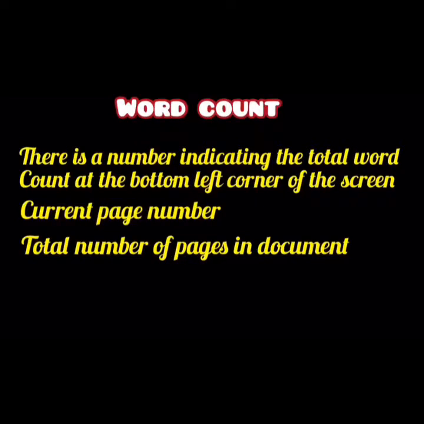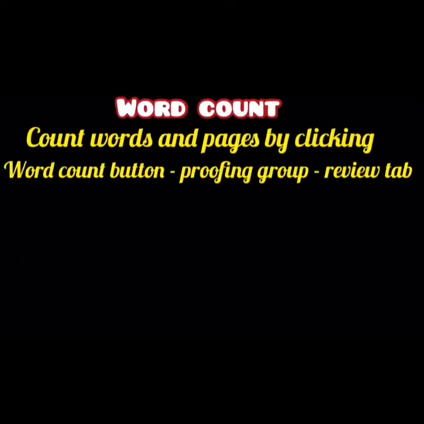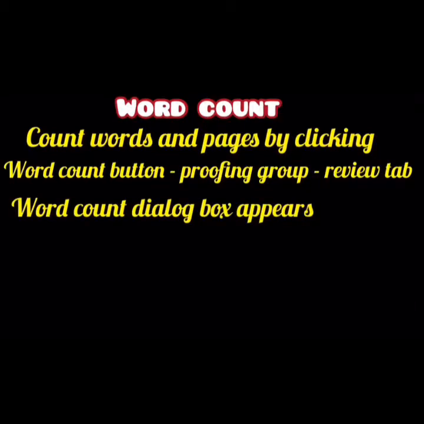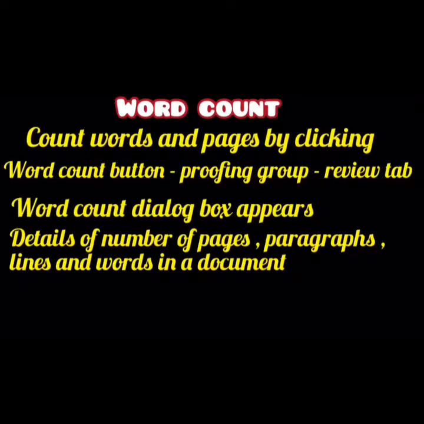It will not only show the words but the current page number and also how many pages are used in a document. Now we will see how we will select this word count option in Word. First you have to click on the review tab. In the review tab we will have a proofing group and under the proofing group we will have the word count button. Once we click on this word count button, the word count dialog box will appear.